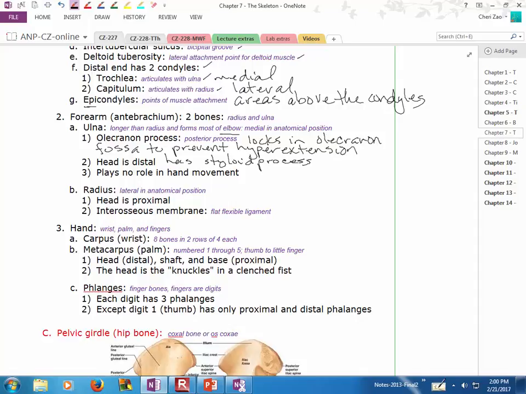And so when you supinate, your bones are parallel. And when you pronate, we start to get crossing. And it's actually the movement of the radius that is actually allowing you to do supination and pronation. And the ulna is actually stabilizing the entire forearm.